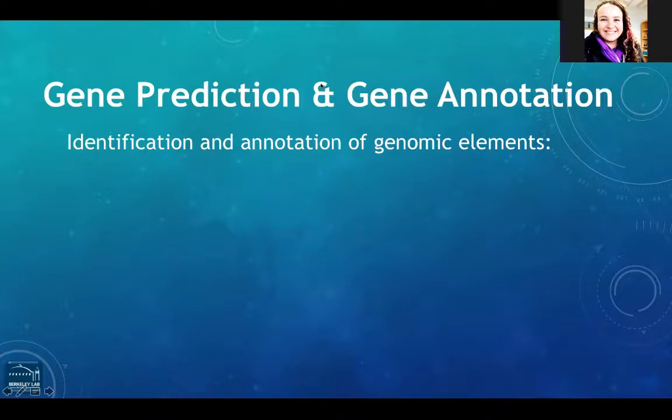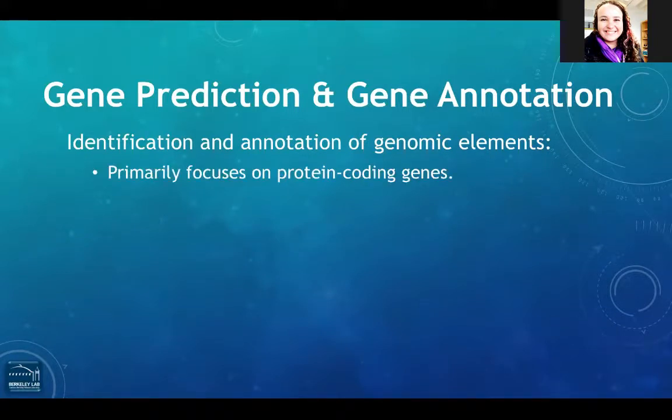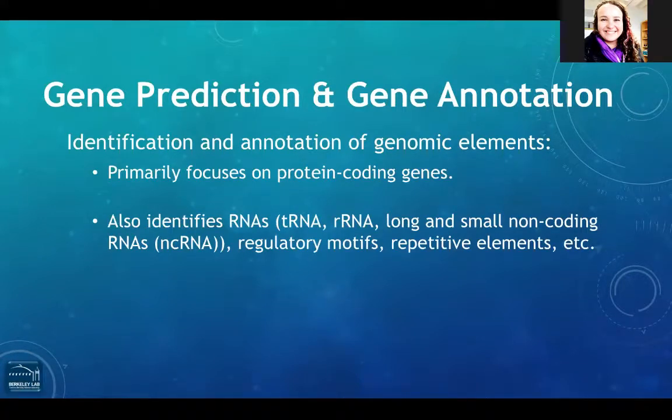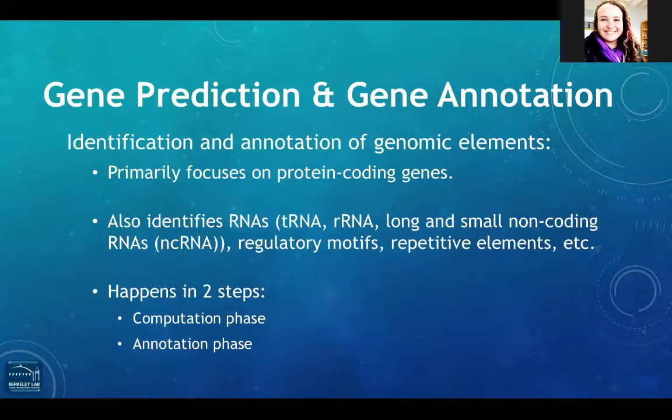So, you know, the basic premise behind gene prediction annotation is that we're trying to identify genomic elements, primarily by focusing on protein coding genes and using the composition of the DNA to do this, as well as to identify several other elements, repetitive elements, and other RNAs. And this process happens in two steps that I'll describe briefly.